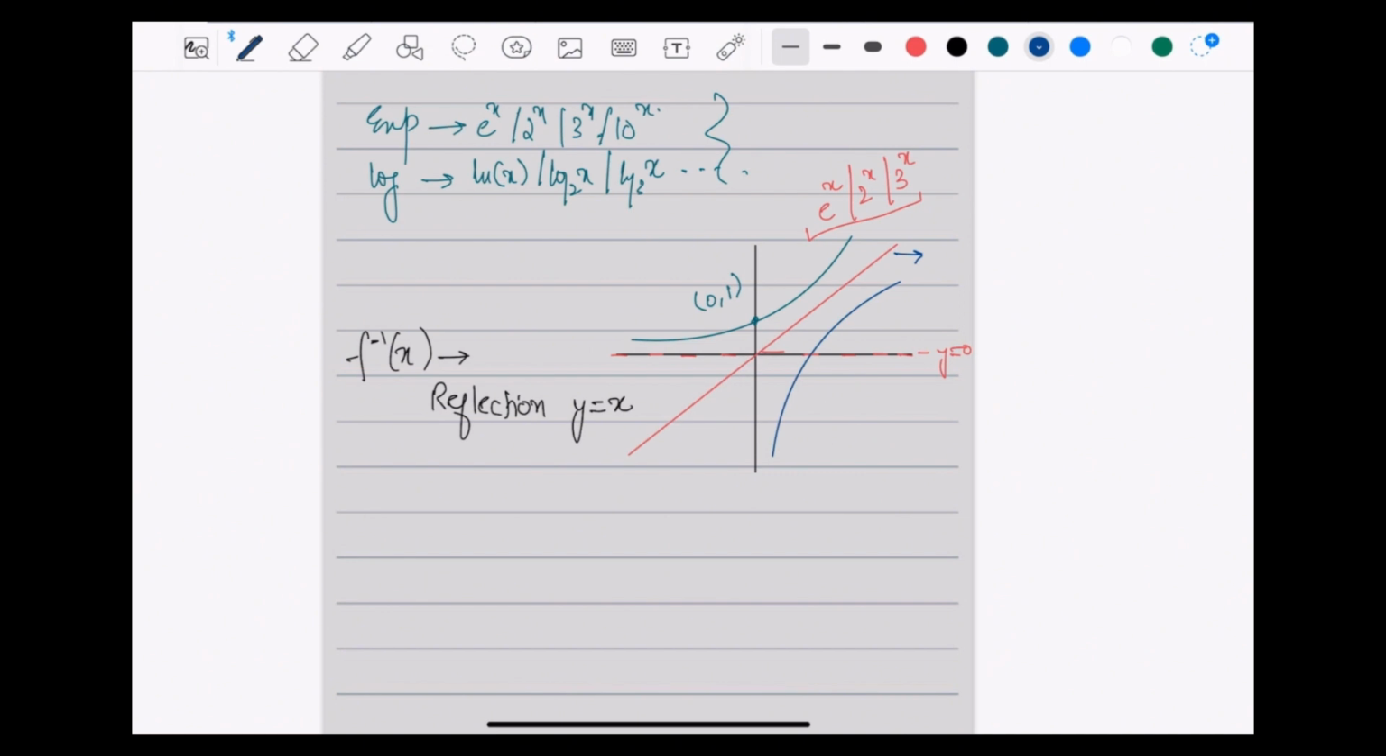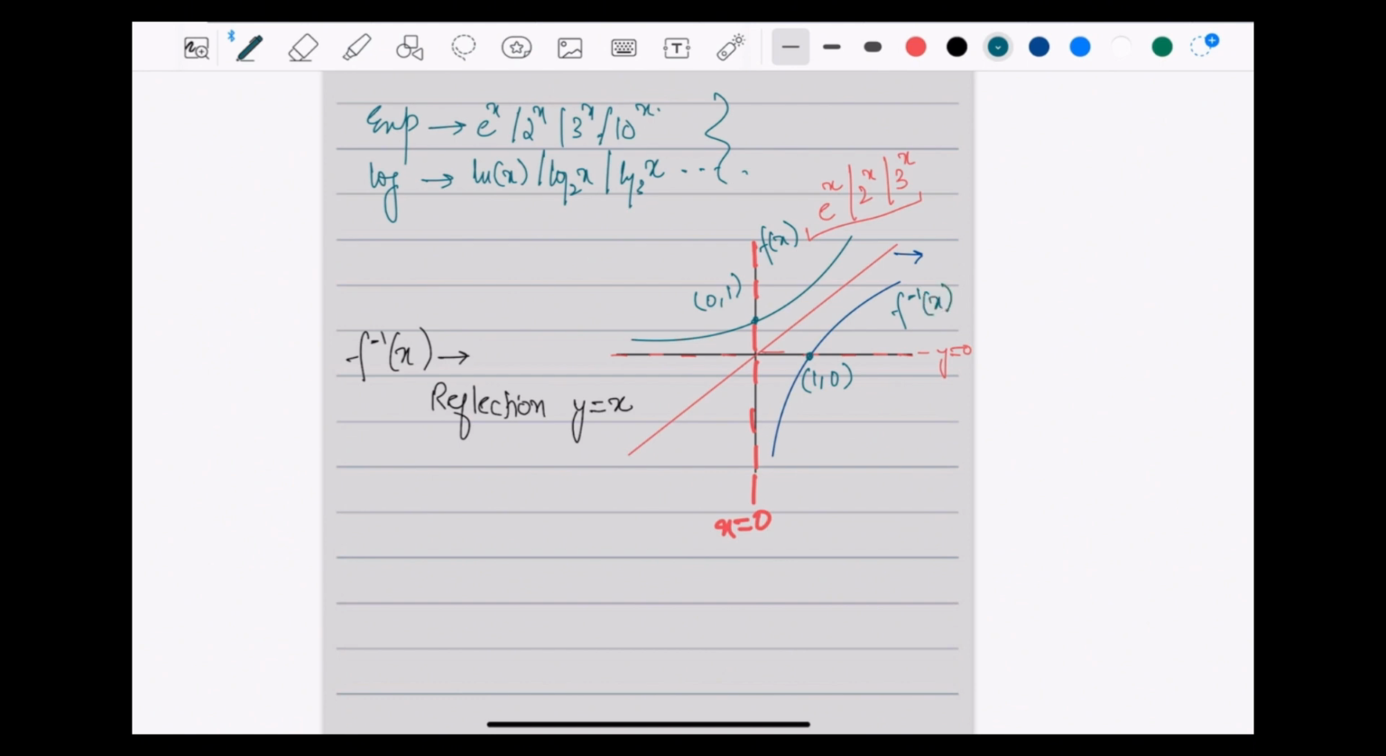The relationship of an inverse is such that the x coordinate of the original function f of x becomes the y coordinate of the inverse and vice versa. So this point here is now (1, 0). The asymptote line, which was y equals 0, is now x equals 0 for the inverse function. So this is f inverse of x.